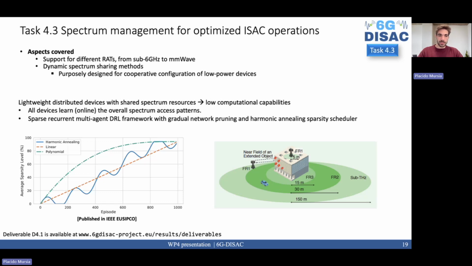The particular example that we put forward here is on a network of distributed lightweight devices that have shared spectrum resource, each one of them having low computational capabilities. The method proposed here allows all devices to learn online the spectrum access patterns by exploiting a sparse recurrent multi-agent deep reinforcement learning framework, where the network is gradually pruned and a harmonic sparsity scheduler is exploited to comply with the computational capability constraints.